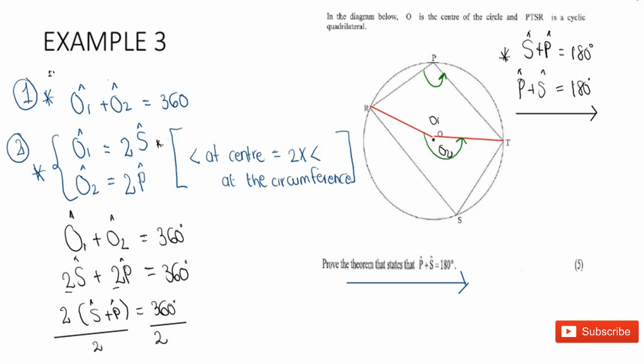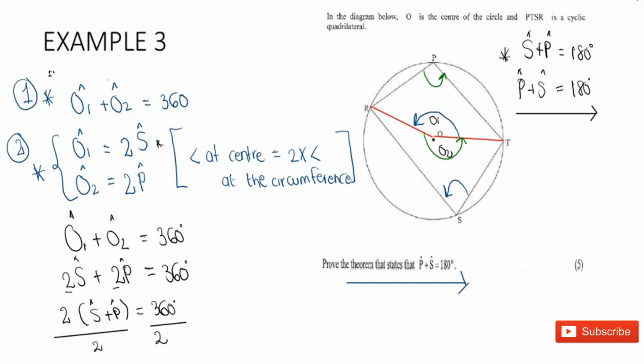Another thing we also saw is that the angle at the center, which is our O1, is also going to be 2 times the angle at the circumference, which is S. And then from there, guys, we could just simply substitute those equations into each other to help us prove that P plus S is equal to 180 degrees. So that is how we prove the cyclic quadrilateral theorem that states that the opposite angles of a cyclic quad add up to 180, or opposite angles of a cyclic quad are supplementary.